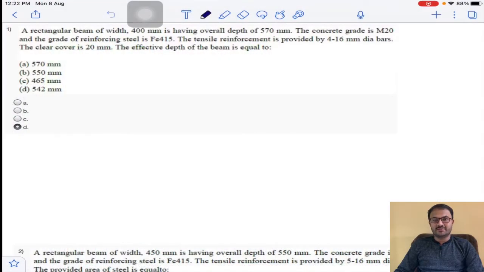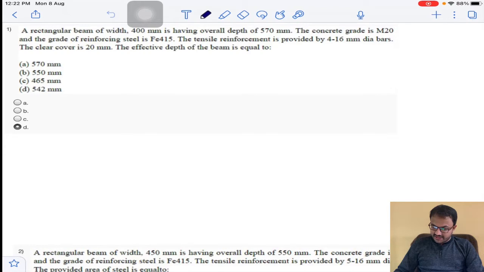In this session, I am going to solve the second assignment of reinforced concrete road bridges. This course is only a 4-week course, so you need to submit all the assignments. Okay, are you ready? Let's start.